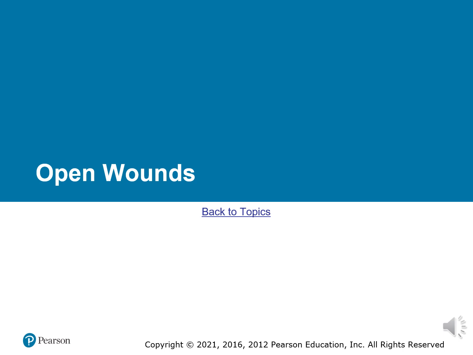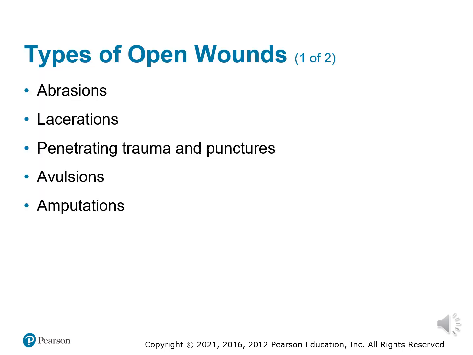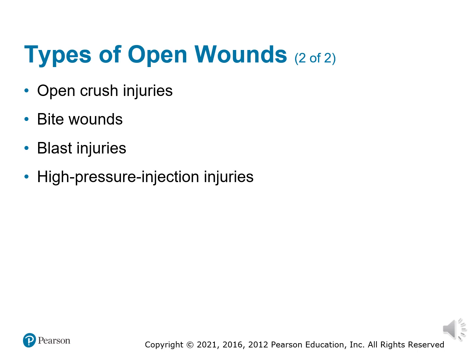In this section, we're going to talk about open wounds. Types of open wounds include abrasions, lacerations, penetrating trauma and punctures, avulsions, and amputations. It also includes open crush injuries, bite wounds, blast injuries, and high pressure injection injuries.